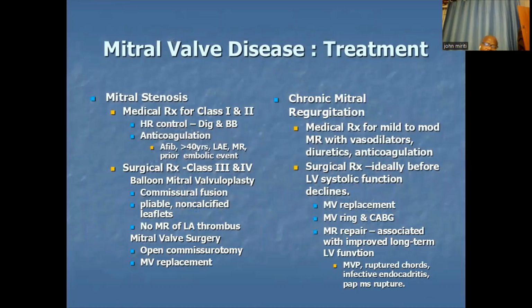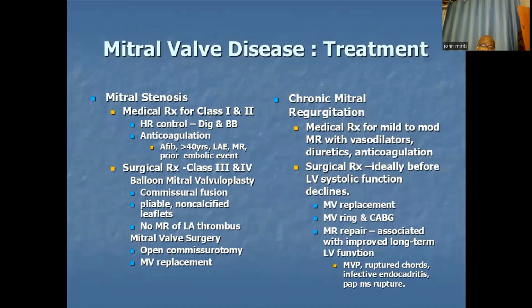The treatment of mitral valve disease is ideally surgery, but in mitral stenosis, medical treatment for class 1 and class 2 is to control the heart rate with digoxin or beta blockers, and anticoagulants. Anticoagulants are given to a patient above 40 years with left atrium enlargement or atrial fibrillation with mitral regurgitation. That is the time you give anticoagulants, prior to embolism events, as a blood thinner to prevent embolism.